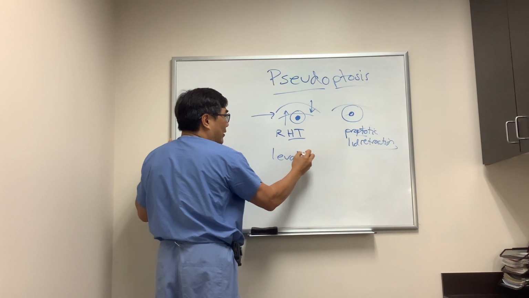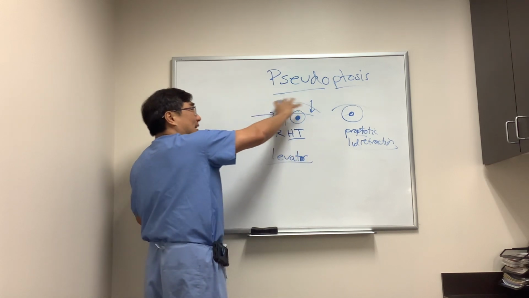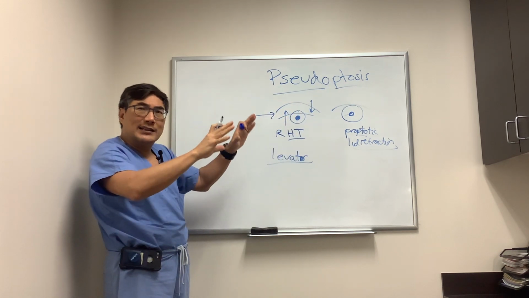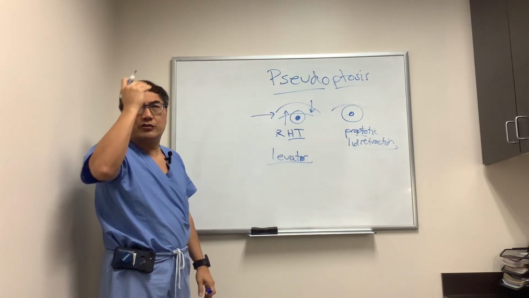The other thing you need to know is that it doesn't have to have anything to do with the levator at all in terms of its innervation. It could just be the muscle. So if something's in the levator, or if it's dermatochalasis, or it's a mechanical thing, it'll look like neurogenic ptosis, but really it's just extra skin, or there's something in the lid.